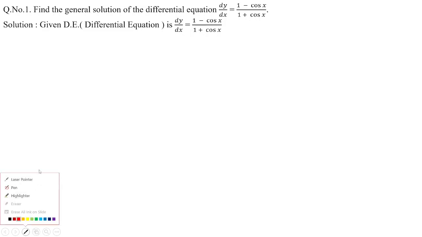See here, this is the first question. In this exercise, we are going to solve first order, first degree differential equations. Okay, my dear children, see here. Find the general solution of the differential equation dy by dx is equal to 1 minus cos x by 1 plus cos x. This is the given differential equation.